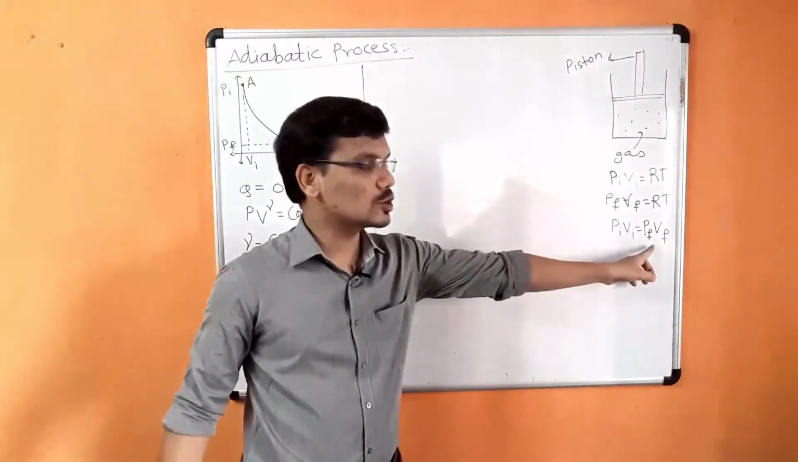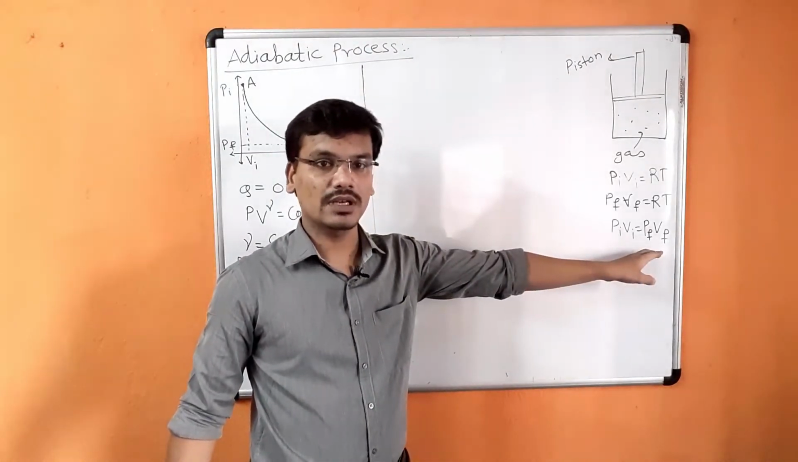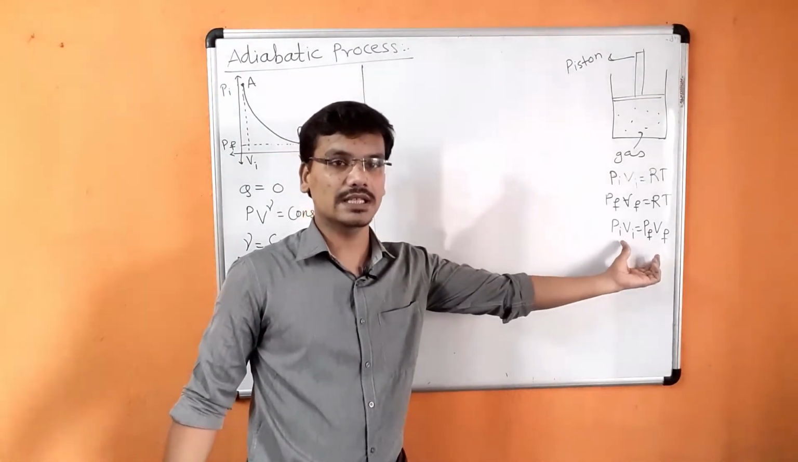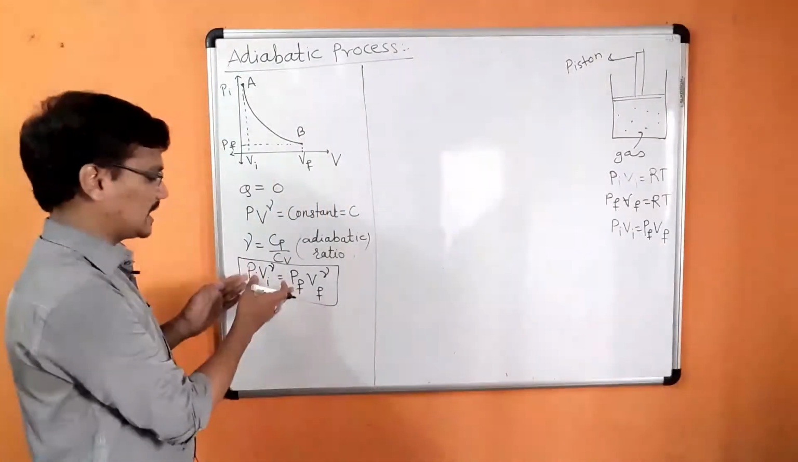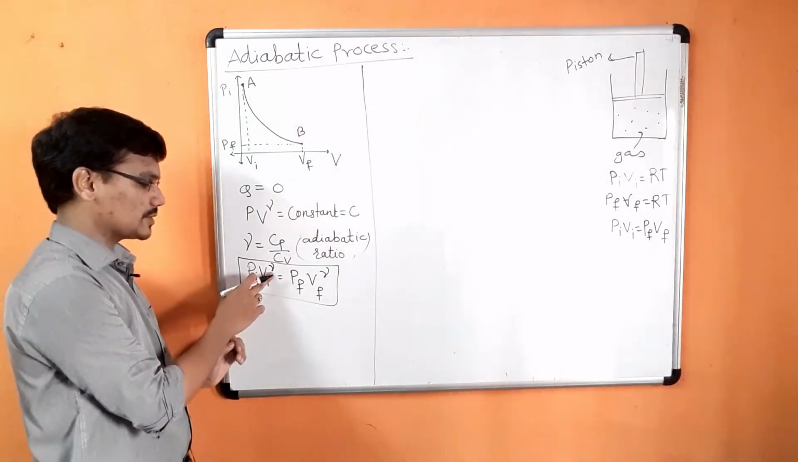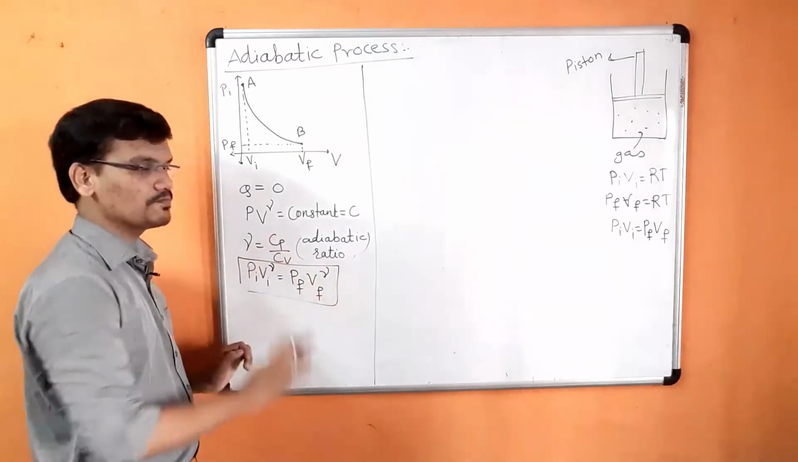PiVi equals PfVf for the isothermal process because temperature is constant. And for the adiabatic process, PiVi raised to gamma equals PfVf raised to gamma.